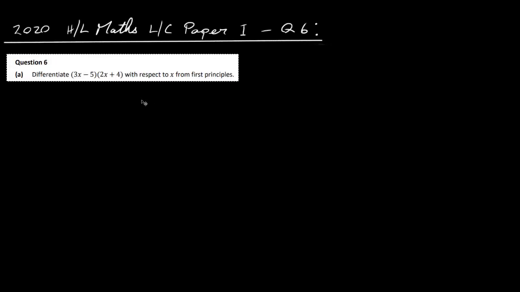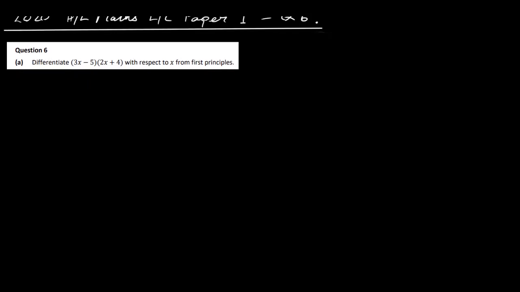Okay, so in this video I'm going to have a look at the 2020 Higher Level Maths Paper 1, Question 6 for the Leaving Cert. So what we have to do first is differentiate this here, (3x minus 5)(2x plus 4), with respect to x from first principles. So let's call it f of x, and I'm just going to multiply it out first.